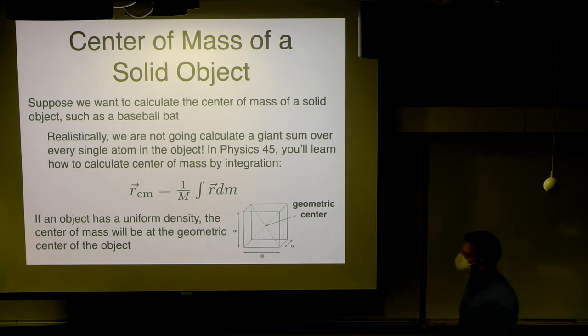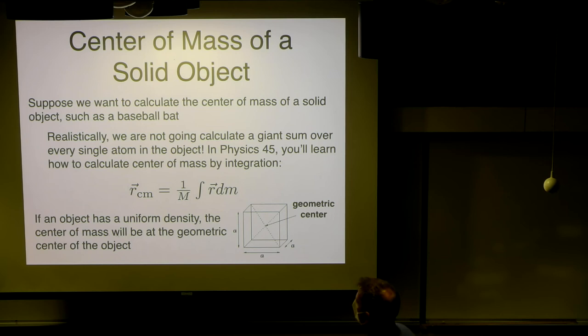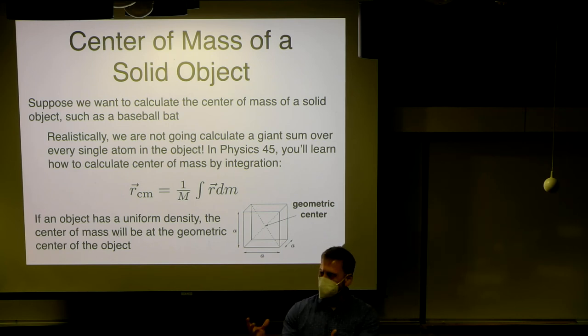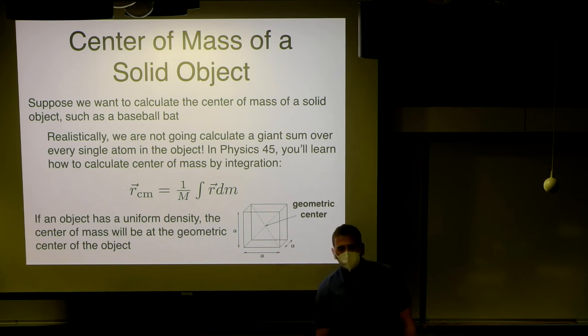But one result that I will just tell you about because it's useful is if you have an object that has a uniform density, so it's the same density all throughout the object, then the center of mass is literally in the center of the object. Like if I have a ball made out of lead, uniform density, the center of mass is right in the middle of that ball. If I have a cube of uniform density, the center of mass is right in the middle of that cube. It's only when you have non-uniform density, where one part of the object is more dense than the other, that the center of mass is in a weird location you wouldn't expect, okay?